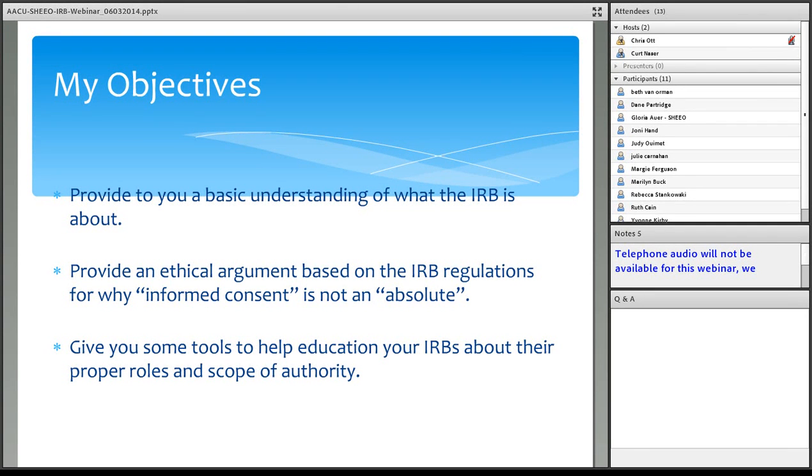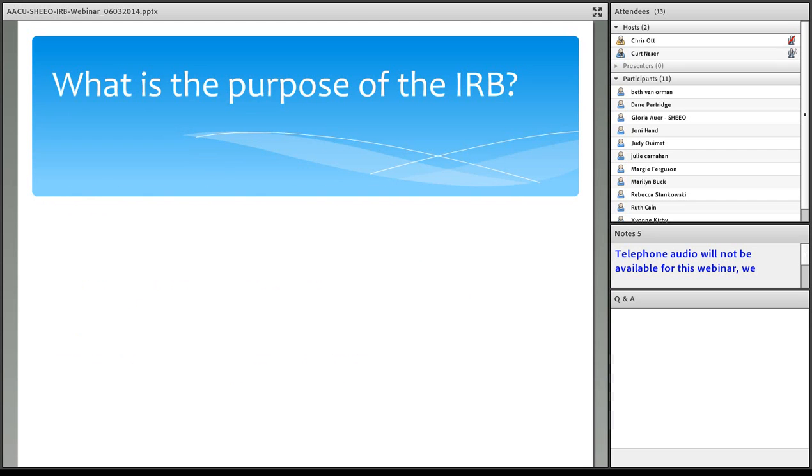So first of all, what's the purpose of an IRB? This is certainly the most important question to start with. And first of all, the purpose is not to harass investigators, although many investigators feel harassed by IRBs. And we're going to talk about some of the reasons for that harassment, the good reasons and the bad reasons. But its purpose is really not to harass investigators.